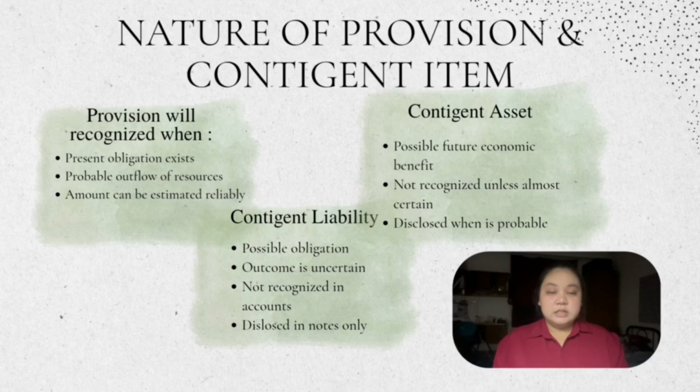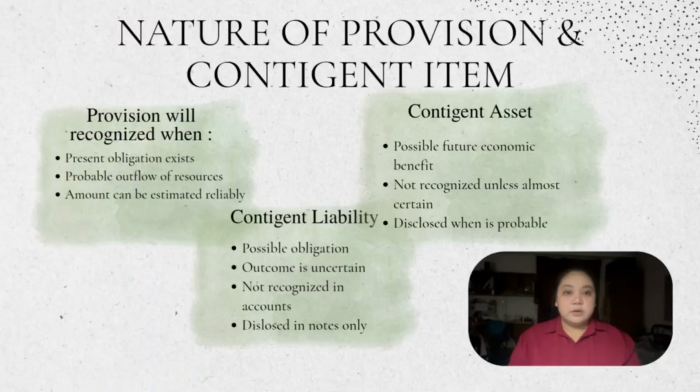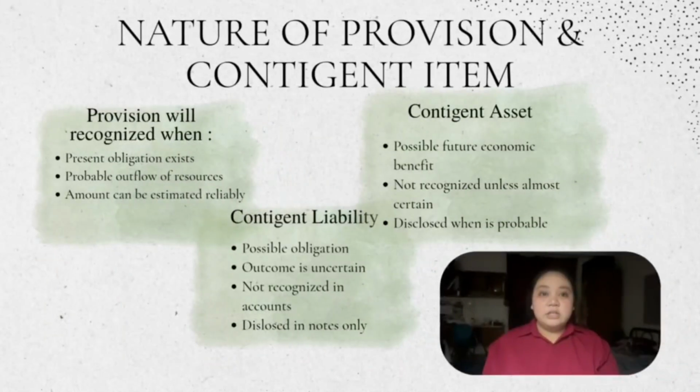I will explain the nature of provisions and contingent items under MFRS 137. First, a provision is recognized when three important conditions are met. Number 1, there must be a present obligation. Number 2, there must be a probable outflow of economic resources. And number 3, the amount can be estimated reliably. If all these conditions are satisfied, the company must record provisions in the financial statements. For example, warranty obligations.